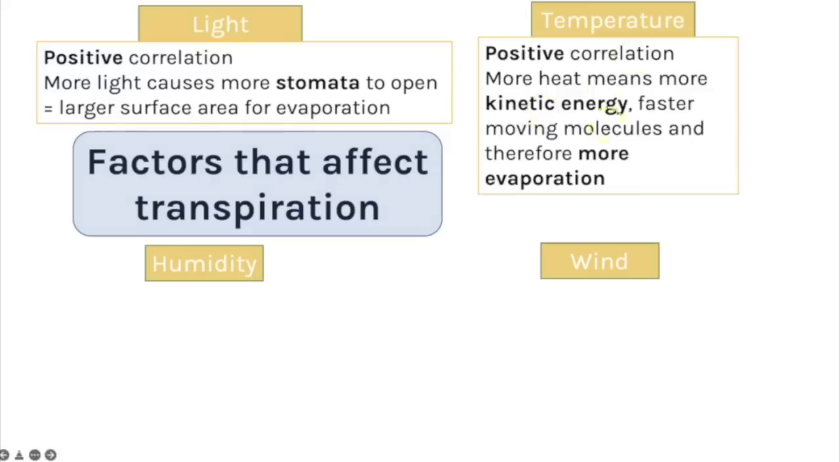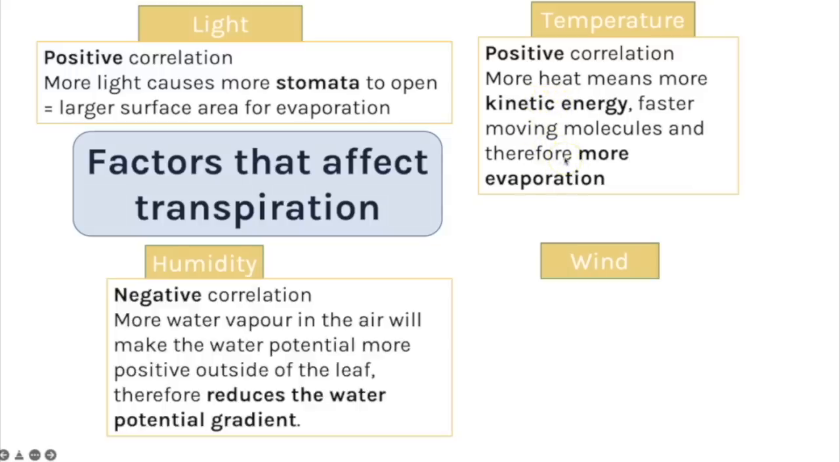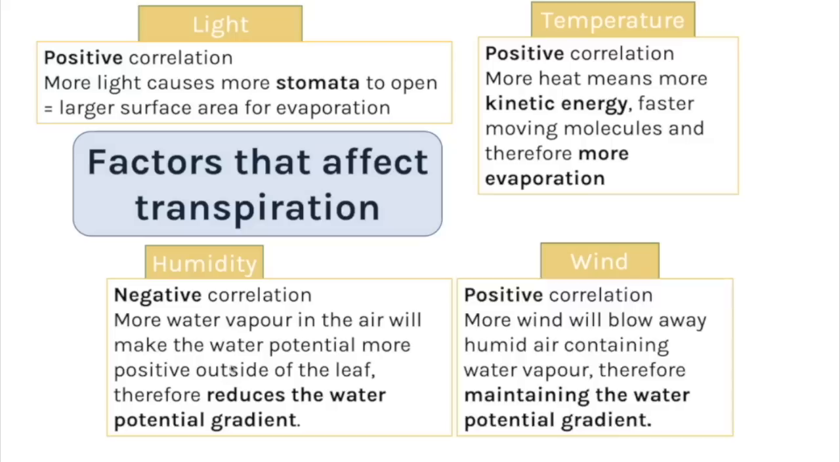If it's hotter, that means that the water molecules will have more kinetic energy, and therefore they'll be moving faster and evaporate at a faster rate. With humidity, the more water vapour that is in the air, that will actually make the water potential more positive outside of the leaf, and it reduces the water potential gradient. So what that means is the more humid it is, the less transpiration there will be occurring.